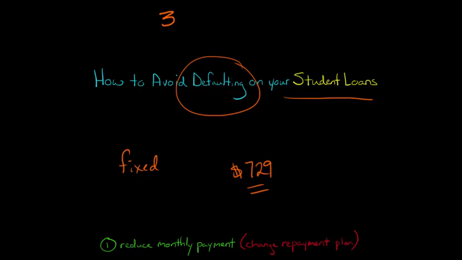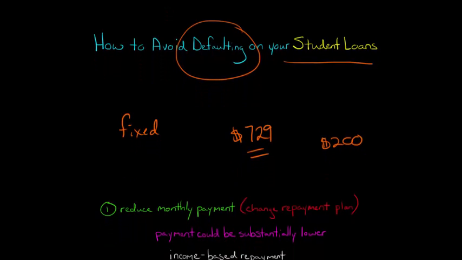So let's just say that that's $729 a month. Well, if you say, hey, look, all I can do this month is at best I could make a payment of $200, well, you have some money to pay, you just can't make the $729. So what you can do is change your repayment plan so that it's based on your income, because if you can only make the payment of $200, it's likely because your income is lower. Maybe you're not getting as many hours at work, or you didn't get the level of job that you thought you were going to be able to get after graduating.